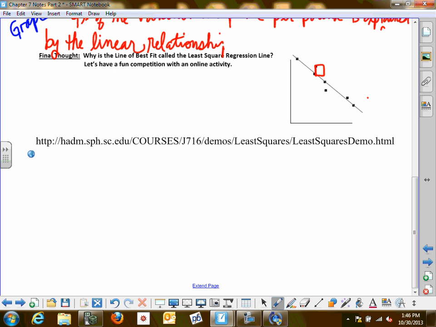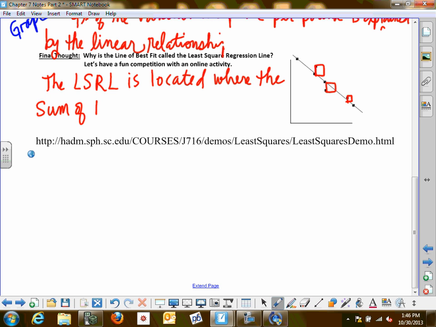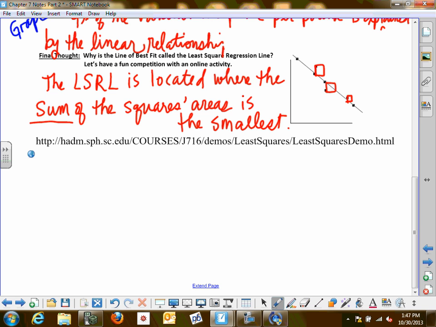That way the values are not canceling each other out, because this one would be below. I want to have positive values of these squares. So if you have actual data and you are not right on the line, then you have a squared distance away from the data. Okay, so here we go, the least squares regression line is located where the sum of the squares, plural, the areas, is the smallest. In other words, the least. Where the sum is the smallest.